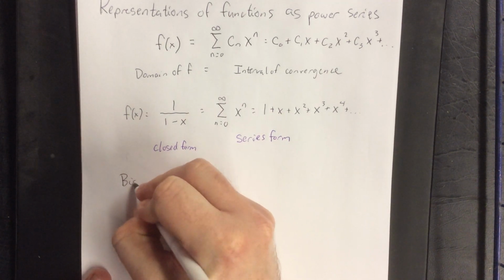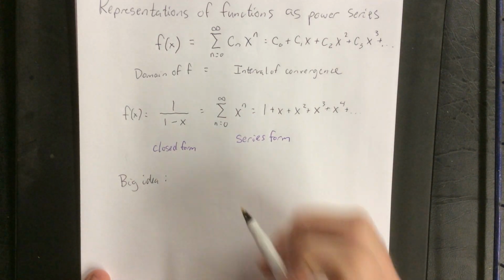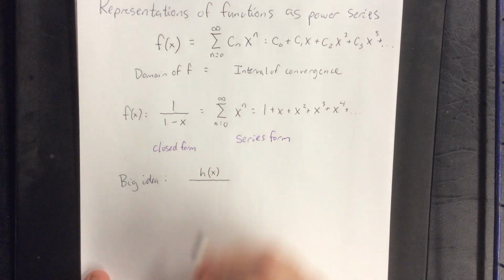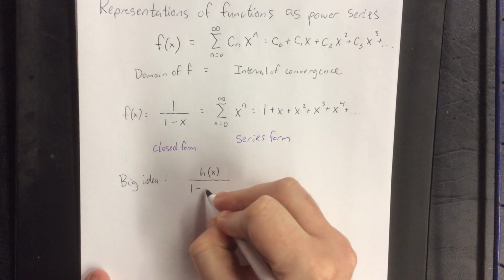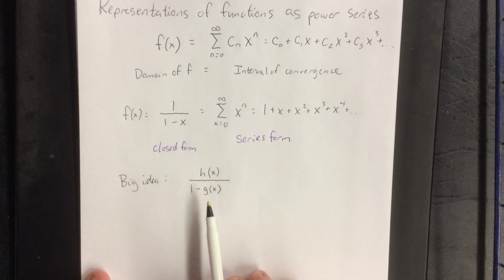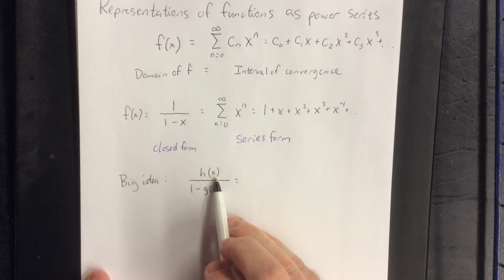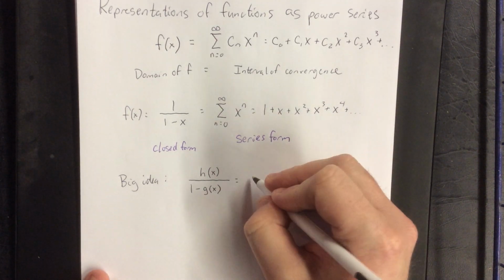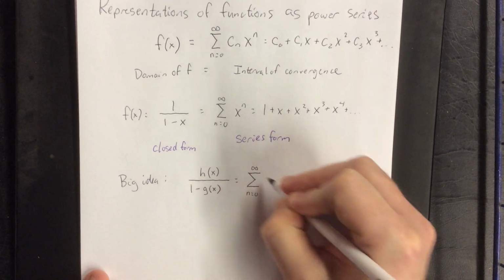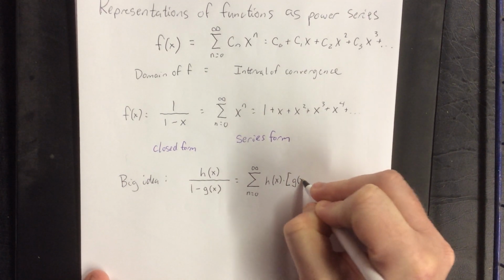The big idea is that if we can consider a numerator to be a first term and a denominator to be in the form 1 minus some other function of x, then it's possible to transpose this into something like this. This would be a geometric series with first term h of x and common ratio g of x. So this would be the sum from n equals 0 to infinity of h of x times g of x raised to the nth power.